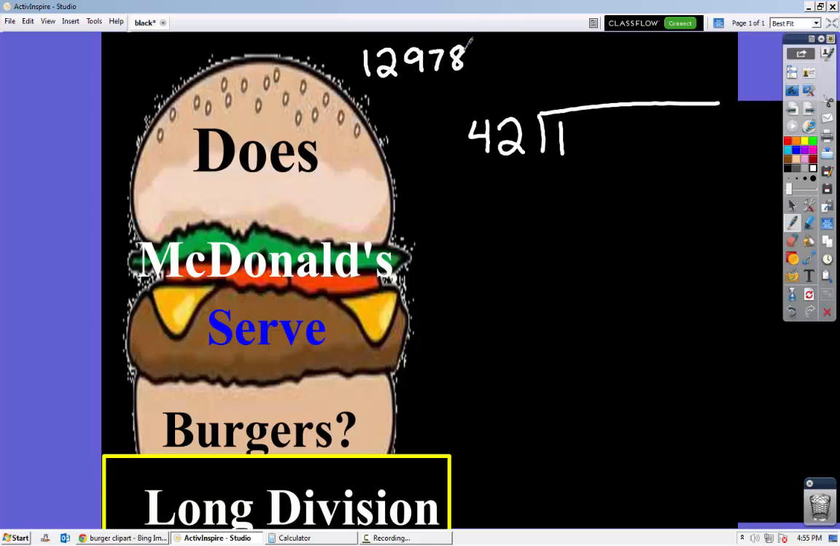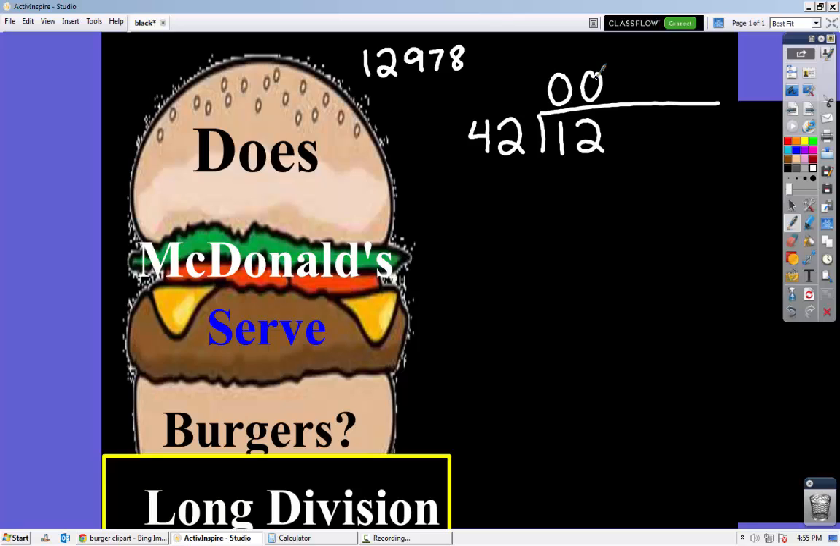How many times does 42 go into 1? Well, I know it's going to be 0, so I'm going to put that 0 up there as a placeholder. And now I'm going to go to my next digit over. How many times does 42 go into 12? Again, I can't split 42 into 12. I just don't have enough there. So I'm going to go to my next one.